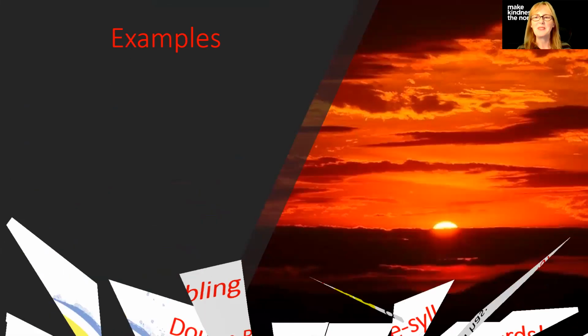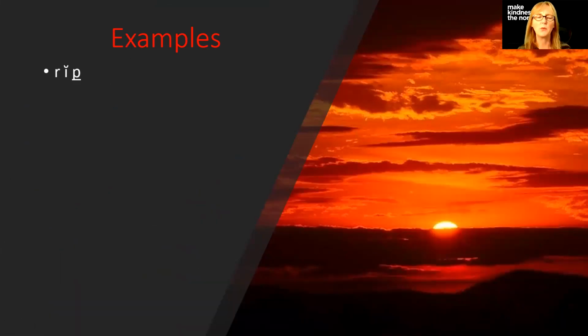So let's do a couple more examples. All right, rip. Does it have one syllable? Yes. One vowel? Yes, the short I sound. One consonant after the vowel? Yes. So our answer is we're going to double the P and add the ing, or we could add the ed. Either one begins with a vowel. Hop, same thing. One syllable, one vowel, one consonant following that vowel. We're going to double it before we add the ed or the ing.